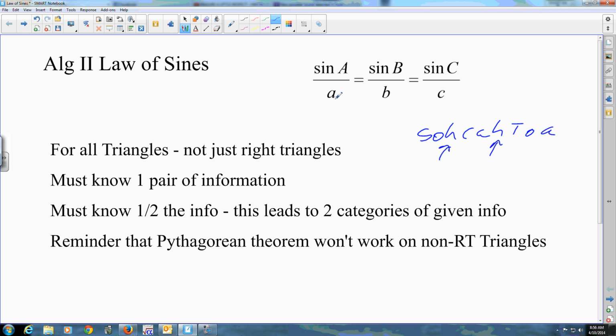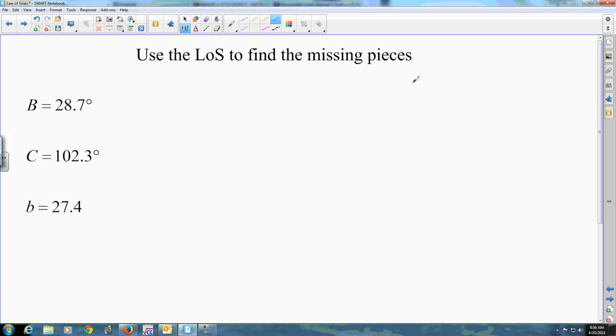You have to know a pair of information, and what I mean by a pair is you need to know an angle and its side, in order to do it. I'll explain more about that as we go. And remember, if it's a non-right triangle, the Pythagorean theorem won't work. You can't do a squared plus b squared equals c squared.